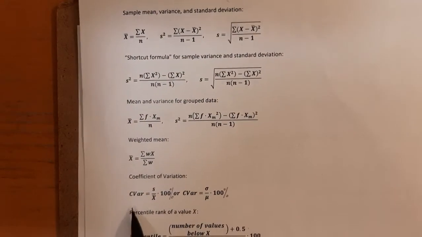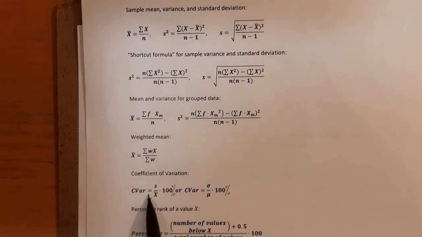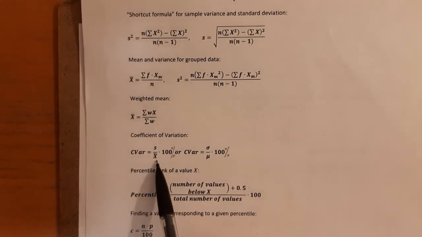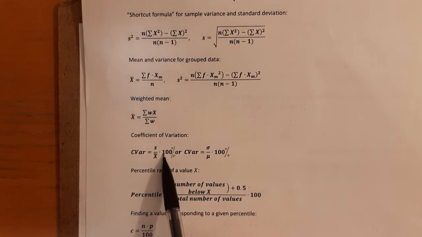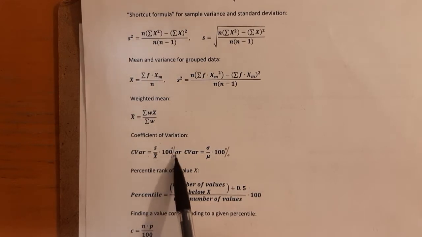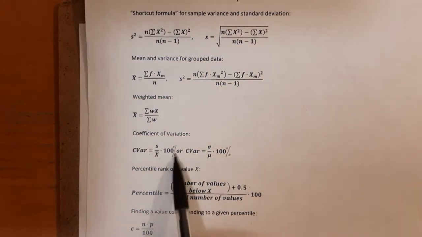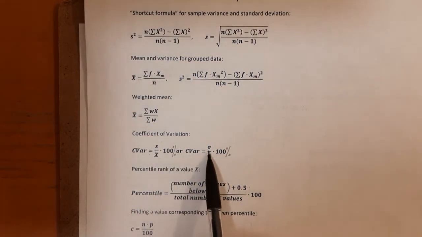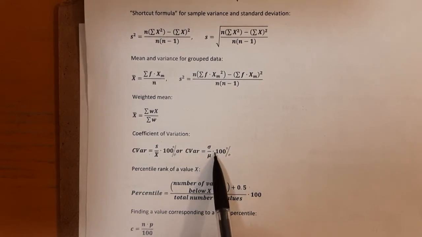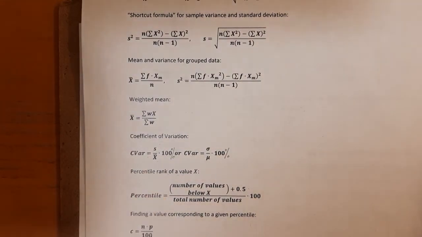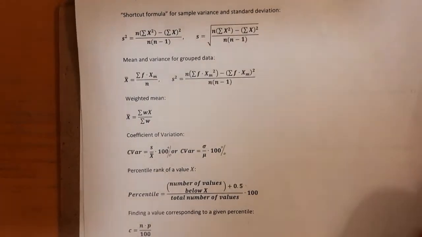Coefficient of variation formula is s over x bar times 100%. This is for a sample. For a population, it is sigma, the population standard deviation, over the population mean times 100%. That's the coefficient of variation.